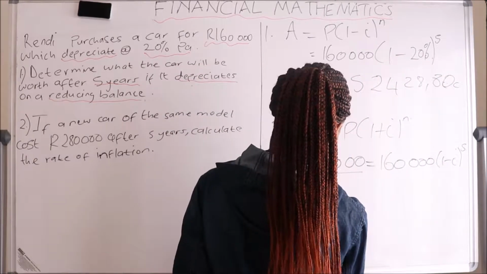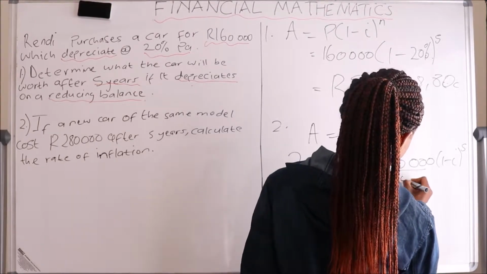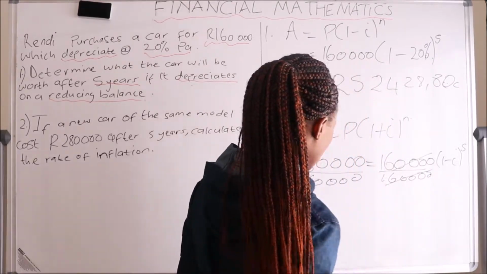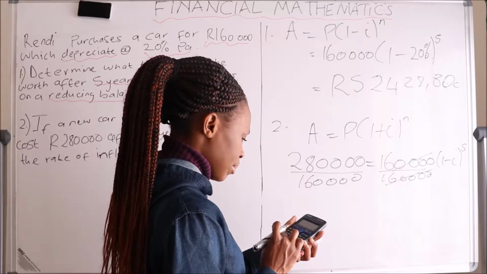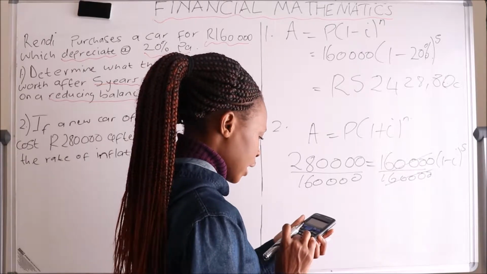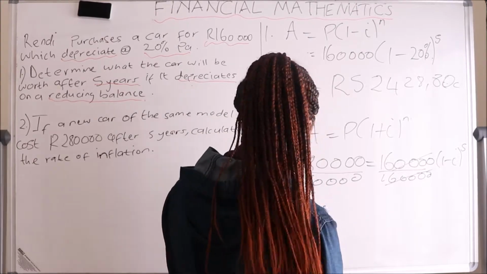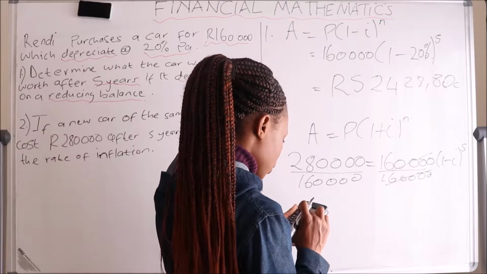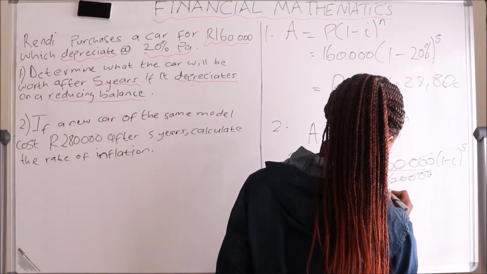I will divide both sides by 160,000, and that side will cancel out. 280,000 divided by 160,000 is actually 1.75, which is 25 divided by 16. So 1.75 equals 1 plus i to the exponent of 5.